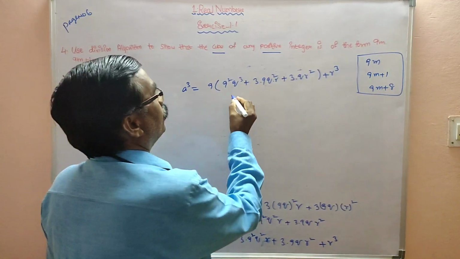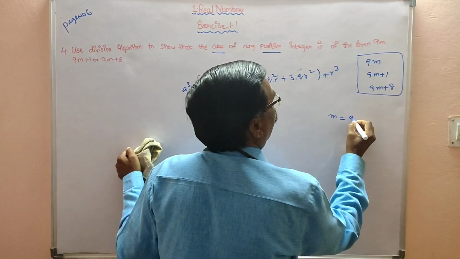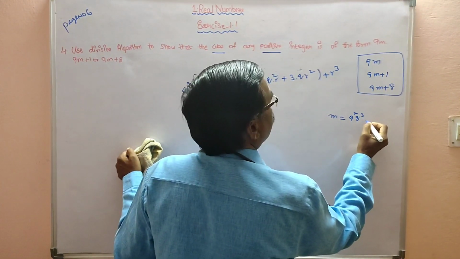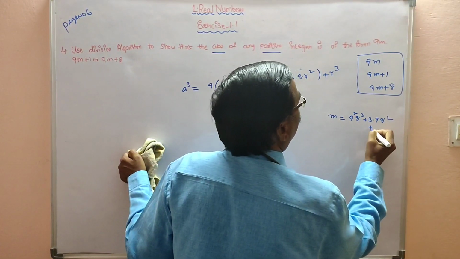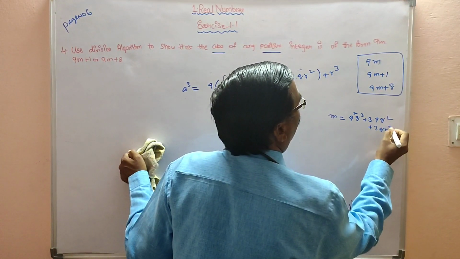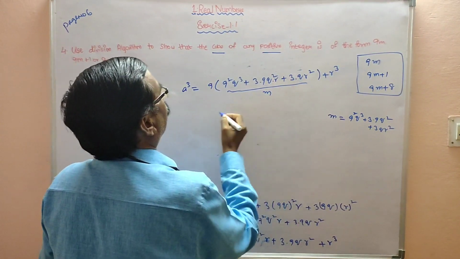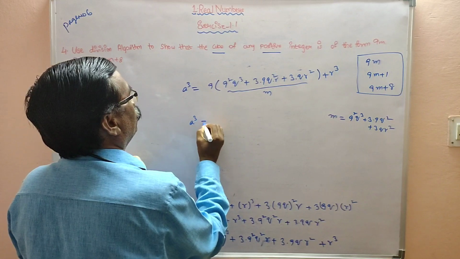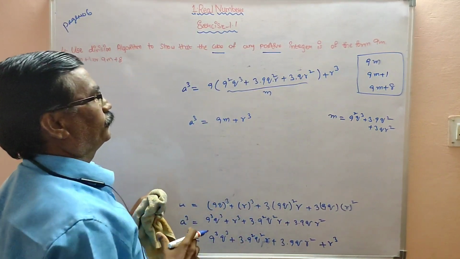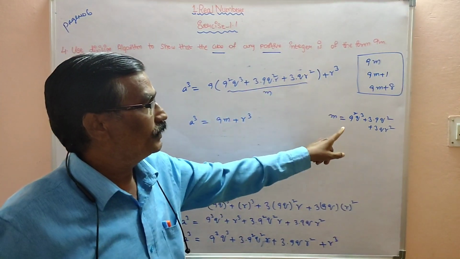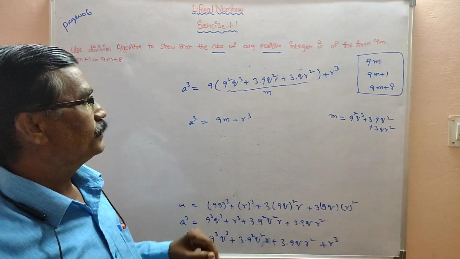So this total part I am taking as M. Let M equal 9 square q cube plus 3·9 q square plus 3q r square. So this total part becomes M, and we can write a cube equals 9m plus r cube. So a cube equals 9m plus r cube.